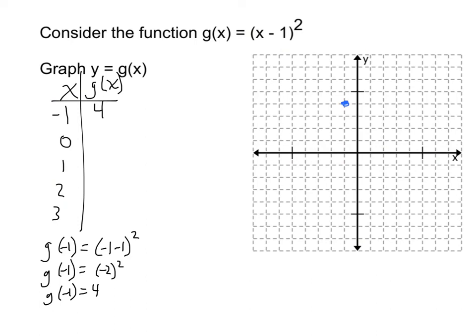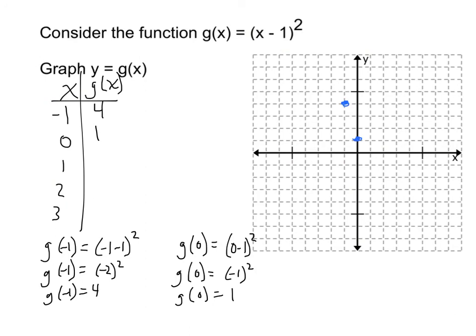Okay, and let's just do one more together here. Let's see what happens when I input 0. When I input 0, our output would be 0 minus 1 squared, which is -1 squared, which is +1. So when I input 0, I get an output of 1. So when x is 0, the y value is going to be 1. That's this point right here.